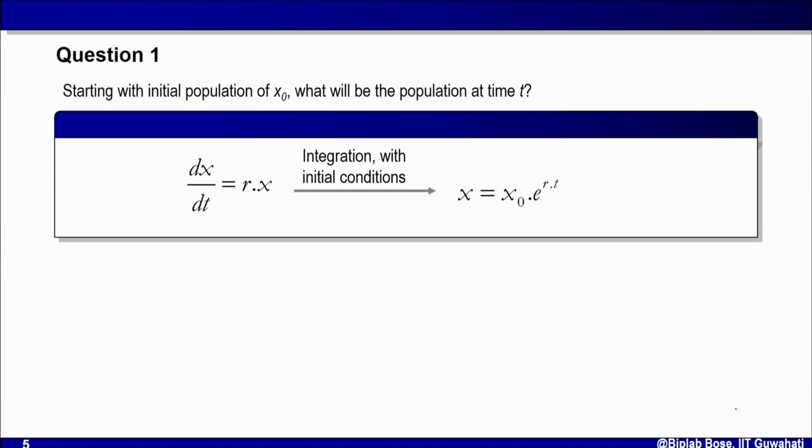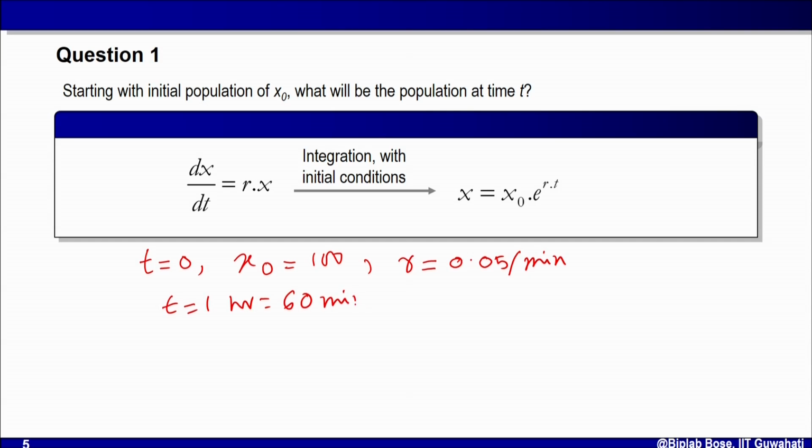Now once I have this function, I want to go back to my first question. So suppose at t equal to 0, my initial population of bacteria is 100. That means I have seeded 100 bacteria in my fermenter. And I know the rate constant for growth is 0.05 per minute. Remember, bacteria grows very fast. So I want to know after 1 hour, t equal to 1 hour, that is 60 minutes, what will be the size of the bacterial population? So how can I answer this question?